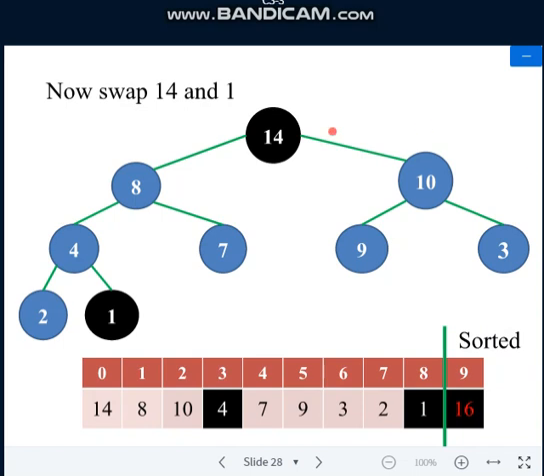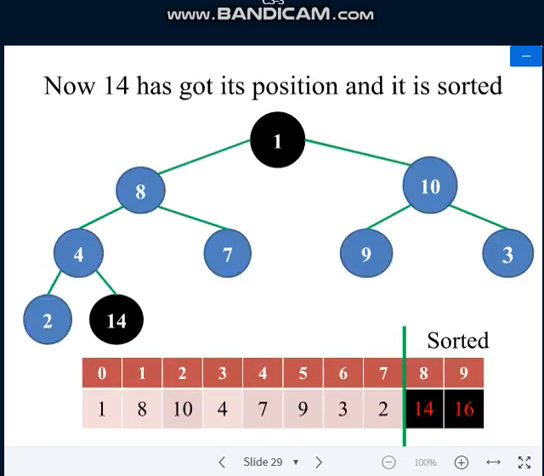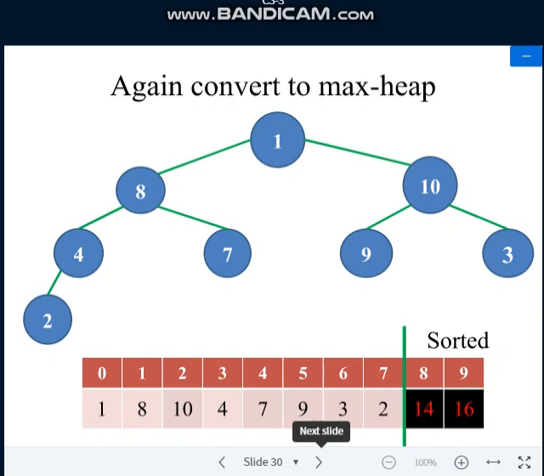So again what we are doing is swapping that value with the last node value. Here the last node is 1. So we are going to swap 1 and 14 and then delete the last node. Look at this: 1 and 14 are swapped and then you delete this node. So 14 and 16 have got their positions. We need not worry about that. This is what the remaining tree looks like, and this is the array.